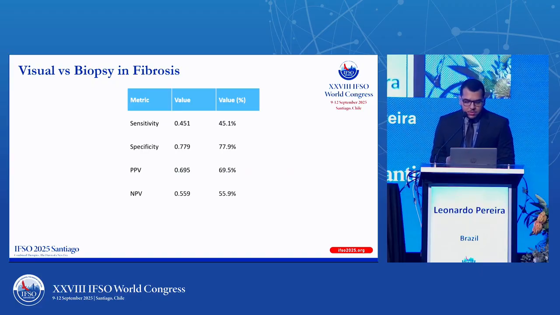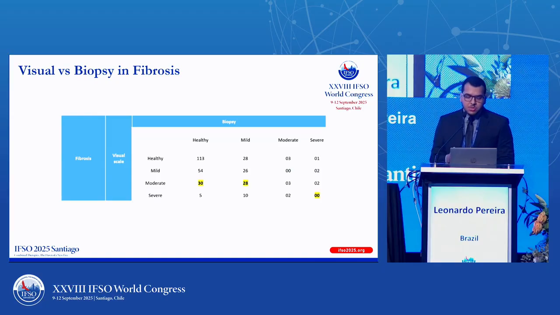For fibrosis, visual inspection had a sensitivity of 45% and a specificity of 78%. This means it was able to identify fewer than half of the patients with histologically confirmed fibrosis, but was more accurate in recognizing those without fibrosis. Visual inspection frequently underestimated or overestimated the disease.